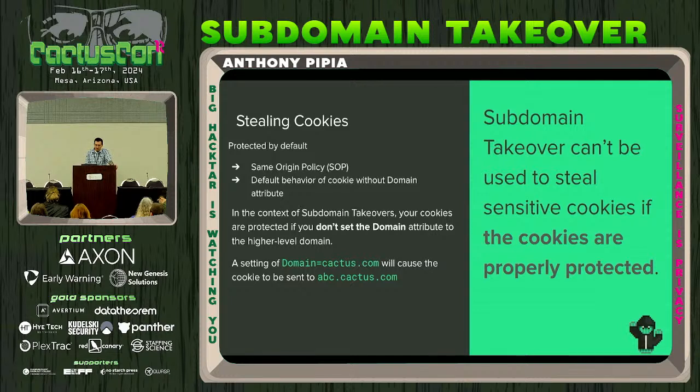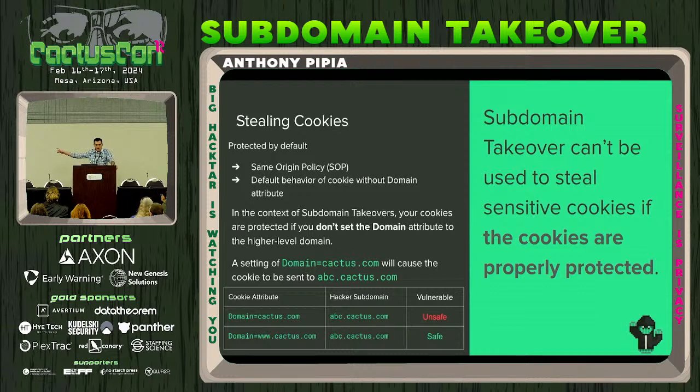Okay, so in this example, if we had a cookie that was set, maybe it was set by www.cactus.com, and it was given an attribute of domain equals cactus.com, the cookie will be sent to abc.cactus.com, because it's a subdomain of that attribute. So in this example table, if it's cactus.com, it will be sent to abc.cactus.com. If it's www.cactus.com, it will not be sent because abc.cactus.com is not a subdomain of www.cactus.com.